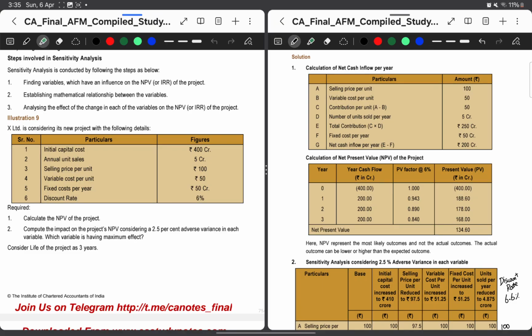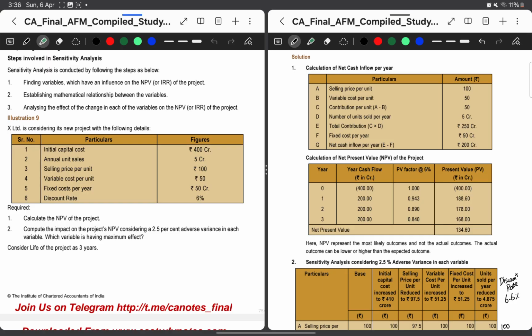The requirement of the question is, they've given that Excel Limited is considering a new project with the following details: initial capital cost is 400 crores and annual unit sales is 5 crore units. Selling price per unit is 100, variable cost per unit is 50 rupees, fixed cost per year is 50 crores, and discount rate is 6%. They are asking us to calculate the NPV of the project, which is a normal one.